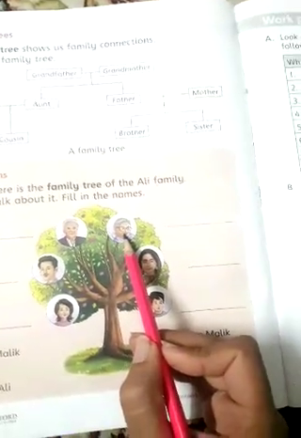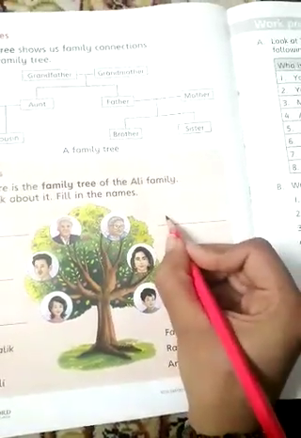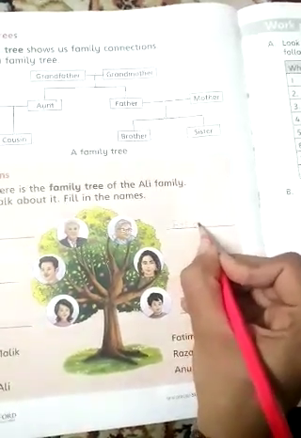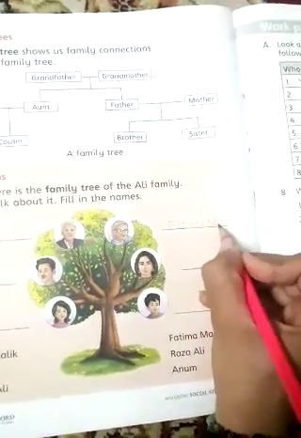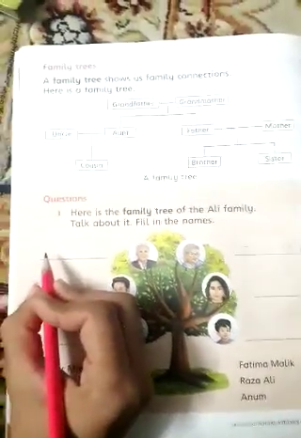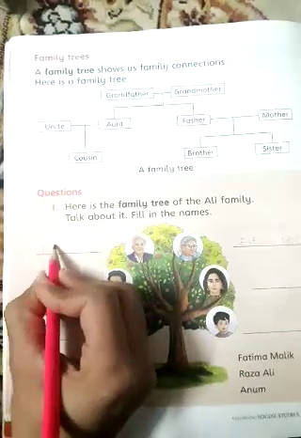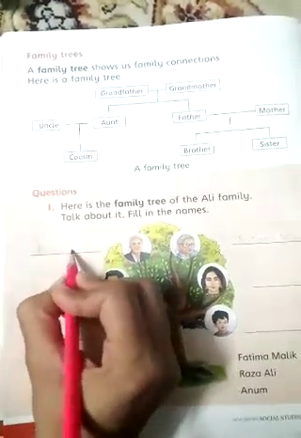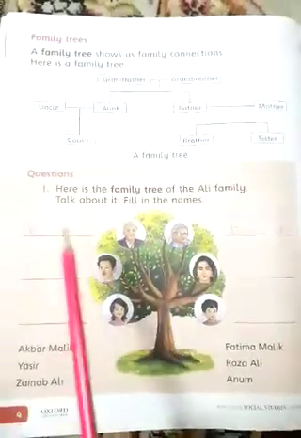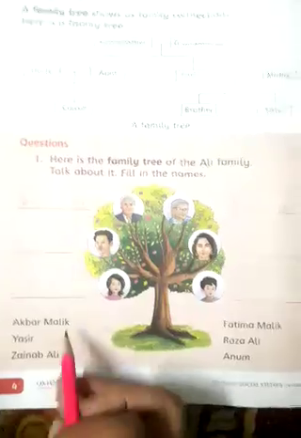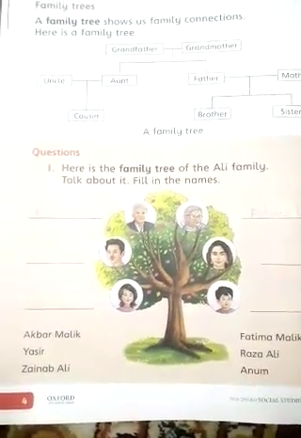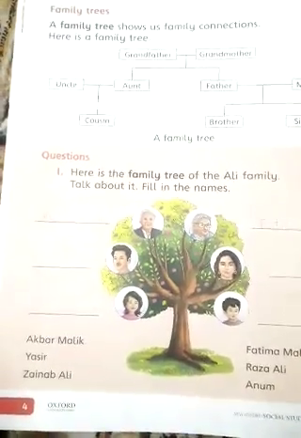Who is she? She is Fatima Malik. Fatima. Malik. Who is he? He is Akbar Malik. Akbar. Malik. They are grandparents of Zainab and grandmother and grandfather of Yasin and Anam.